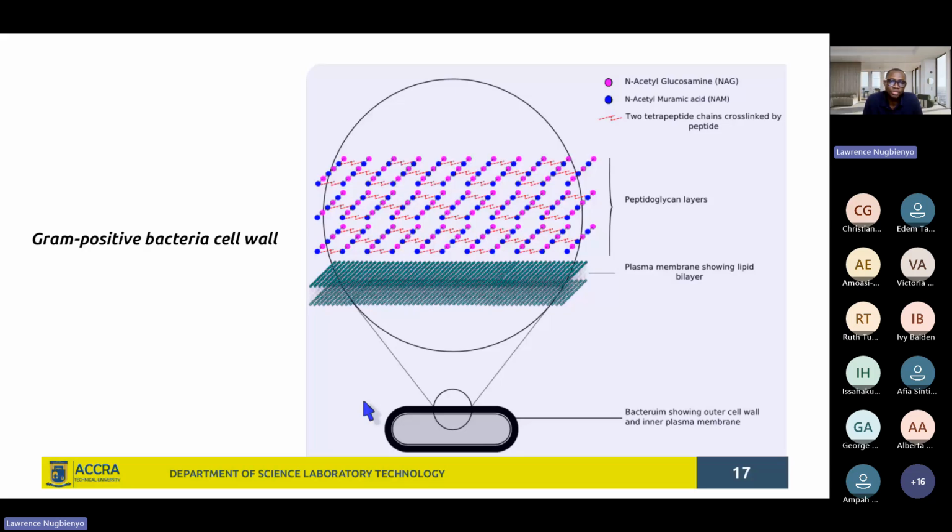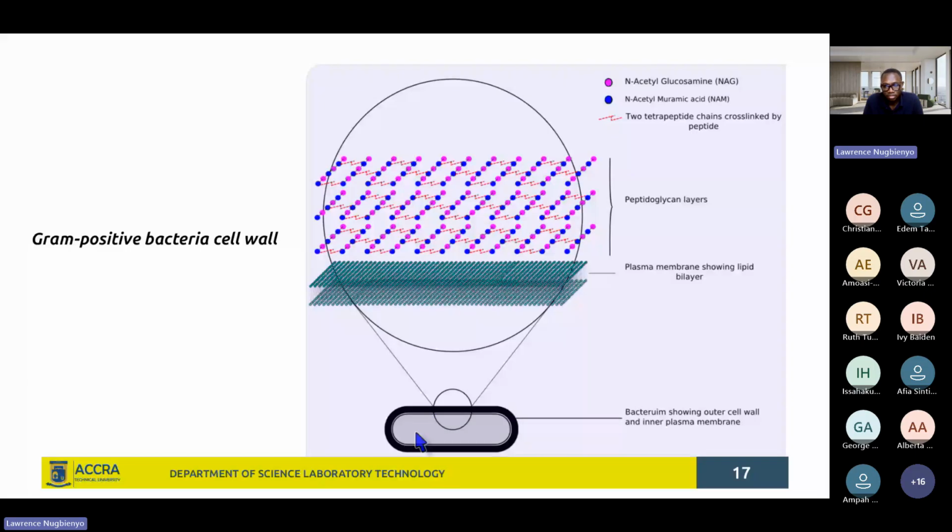Let's take another one. So we've seen the structure of peptidoglycan. We talked about peptidoglycan as the major component of the cell wall of bacteria. So if you look at this structure, this is a bacteria. Let's say you can call it a lactobacillus. Let's just say it's a bacillus.